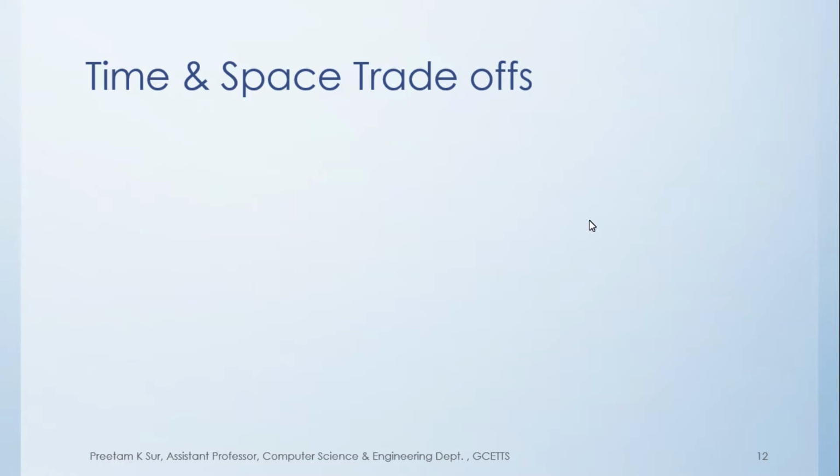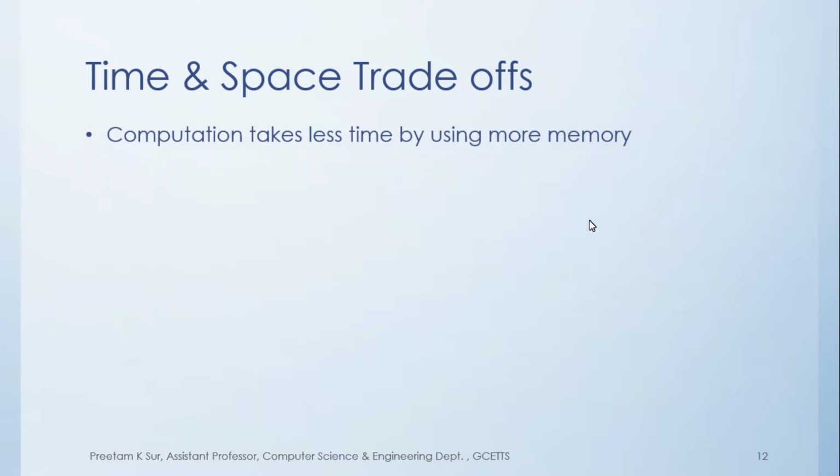Okay. So what does it mean, or what is it telling? It is telling that the computation of an algorithm may take less time by using more memory. That is, if we allow some more memory in our algorithm, then it might be possible to improve the performance or time complexity of that algorithm. I mean, it is not applicable to all algorithms, but for some algorithms, obviously, this can be done.